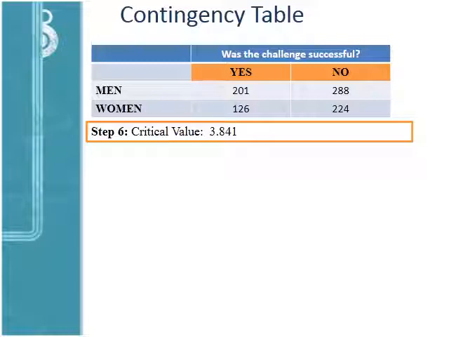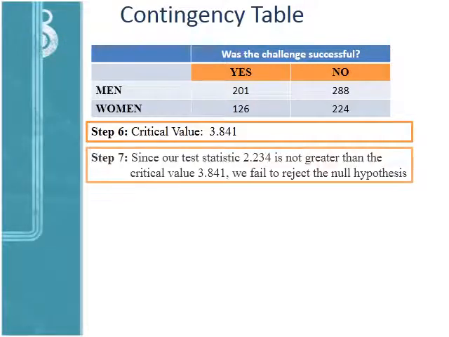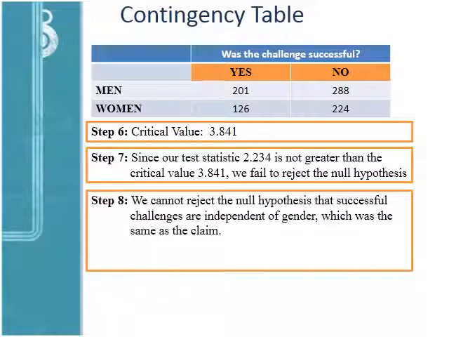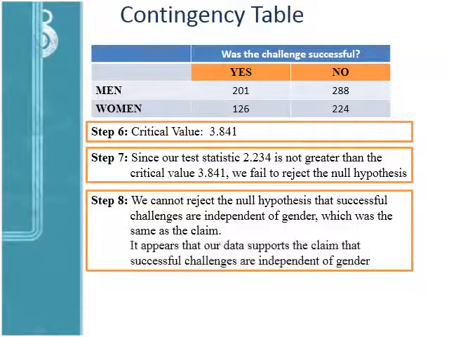So we found our critical value to be 3.841, but since our test statistic, 2.234, was not greater than the critical value, we're going to fail to reject the null hypothesis. So we cannot reject the null hypothesis that the challenges are independent of gender, which was the same as our claim. So in other words, we have enough evidence to support the claim that successful challenges are independent of gender.